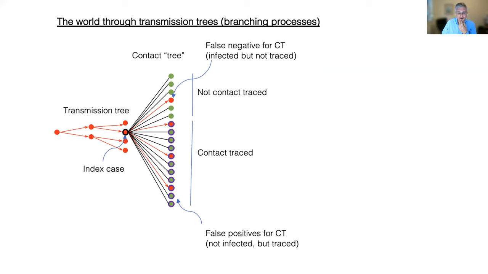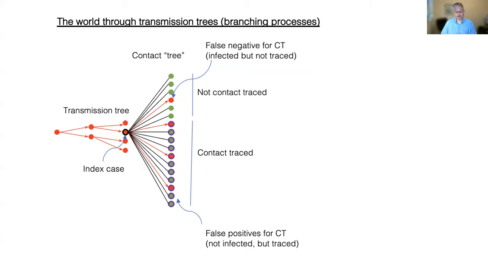It's difficult to quantify. So if you imagine somebody has contacts who are notified, and here I've illustrated a relatively large number of contacts, and some people are contact traced and a subset of them are infected, and some people are not contact traced, and then we worry obviously about the people who are infected but who are not contact traced, the false negatives. But there's been a lot of concern about false positives. So if you're contact traced and you're not infected, and you're asked to quarantine, that feels quite egregious.